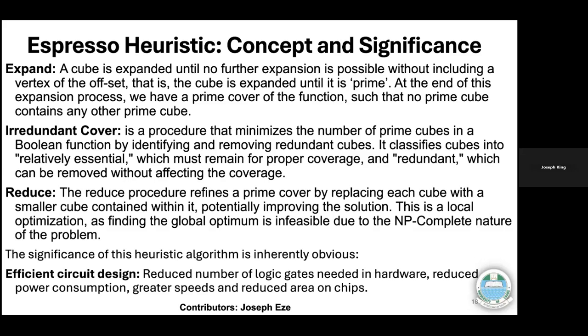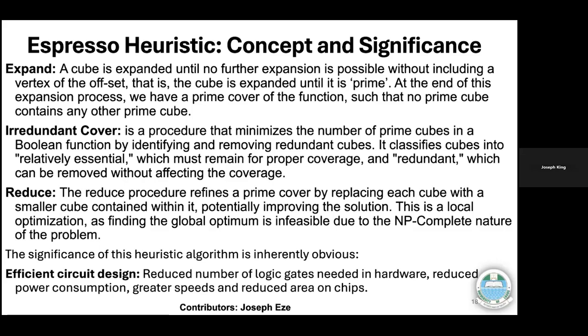Now, the Espresso algorithm works in 3 basic steps. First, we expand, which means we expand the cube until no further expansion is possible without including a vertex of the offset. A vertex of the offset being a point where the output gives 0, or in other words, a min term of the offset. That means we expand the cube until it is prime. That's another way to put that. So at the end of this expansion process, we have a prime cover of the function such that no prime cube contains any other prime cube. We have covered all ones in different cubes in the expansion process.